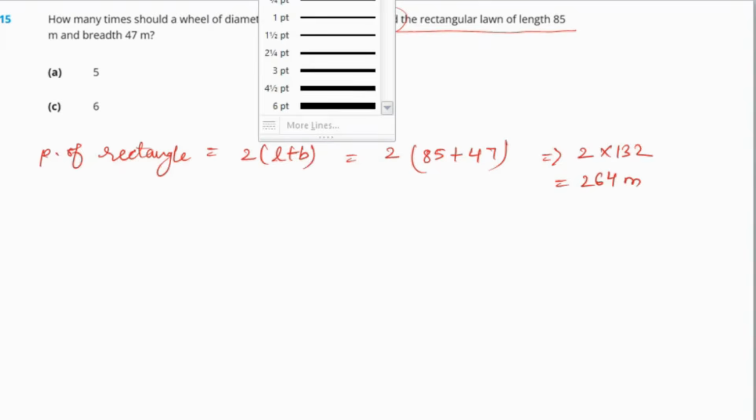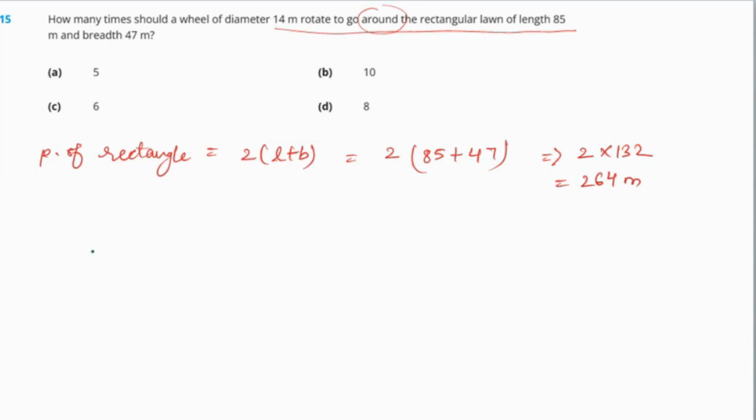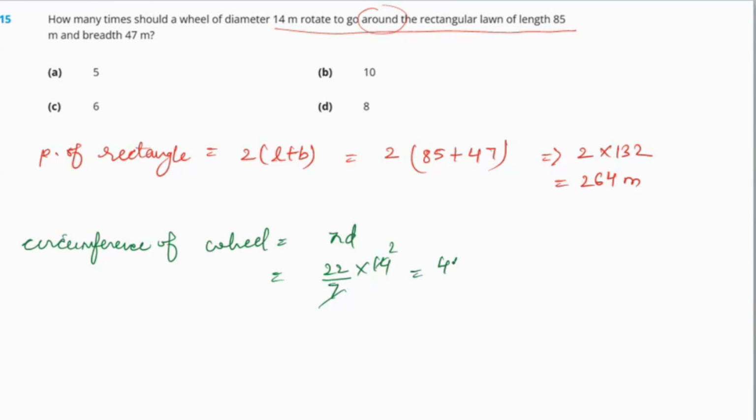Since this wheel is rotating, for that we also need to figure out the circumference of the wheel. The circumference formula is pi d, because diameter is given to us, and diameter is 14. So we can cut it, and we will get 44 meters. To figure out how many times it is going to rotate, the number of rotations, we simply divide 264 by 44. If we divide 264 by 44, we get 6. So 6 complete rotations will be there.